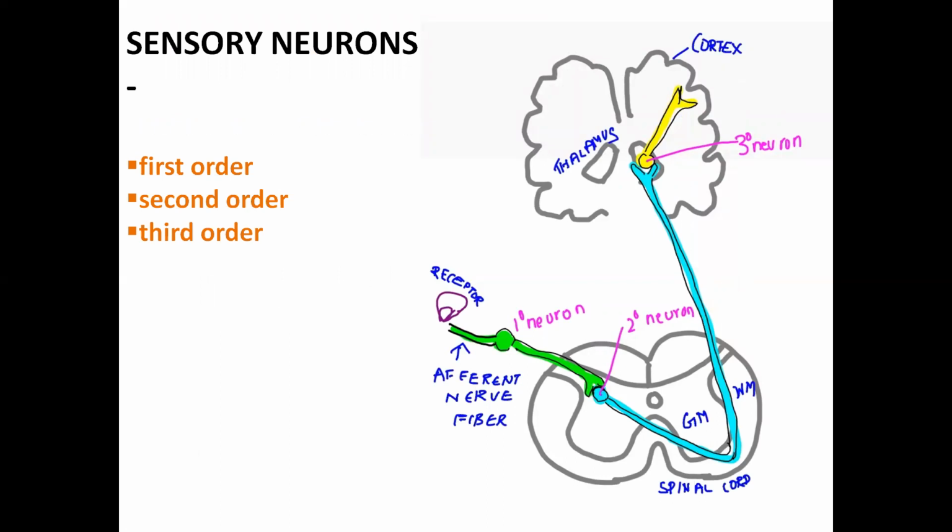Now, the ascending tract, I told you, consists of sensory nerve fibers carrying sensory information, isn't it? In that, you'll come across three sets of neurons. They are called the first order neuron, second order neuron, and the third order neuron. This is the spinal cord. In the center, you see the central canal that is surrounded by the gray matter.